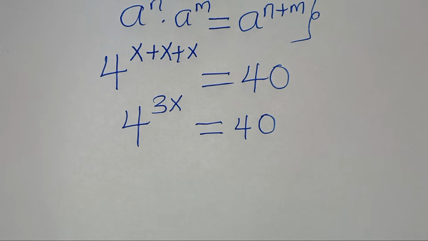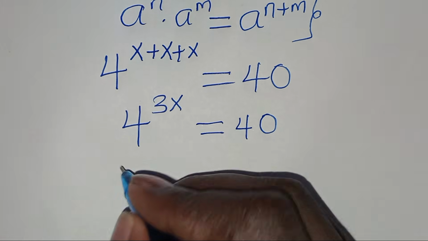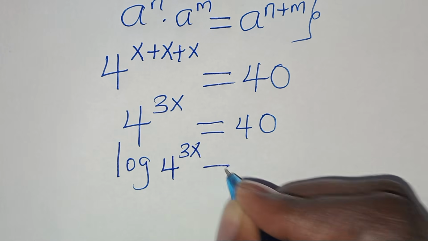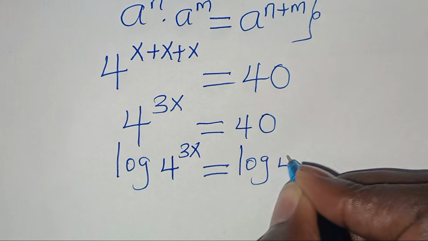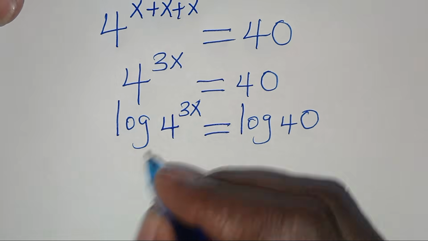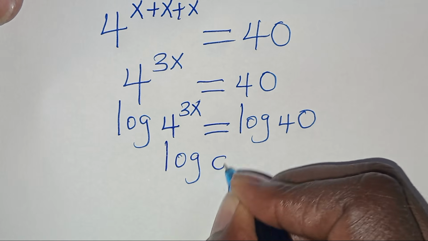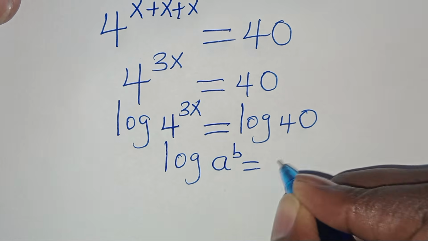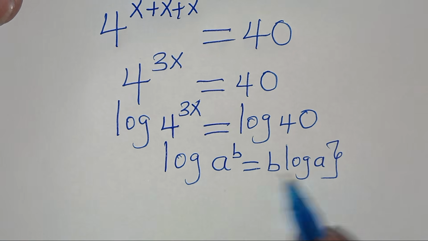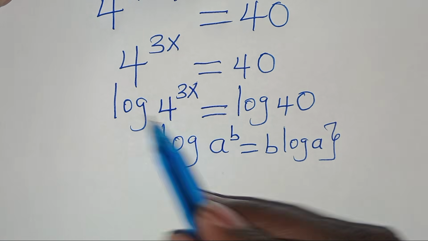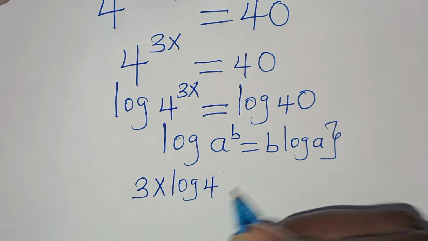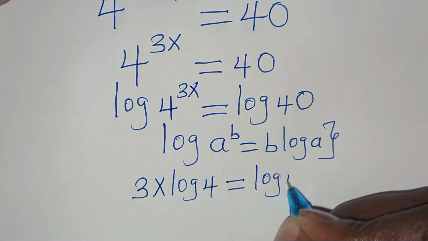Now, for the value of x, let's introduce logarithm on both sides. We have log 4 to the power of 3x equal to log 40. Log 4 to the power of 3x is in the form of log a to the power of b, which we can express as b log a. Applying this power log property, log 4 to the power of 3x becomes 3x log 4, which is equal to log 40.